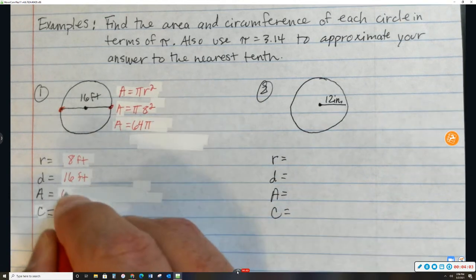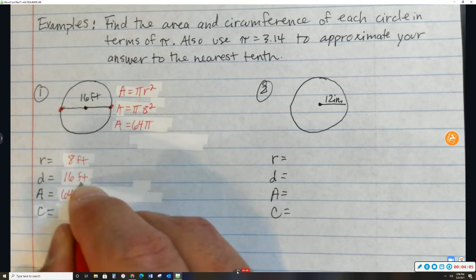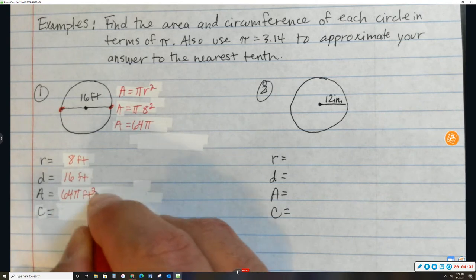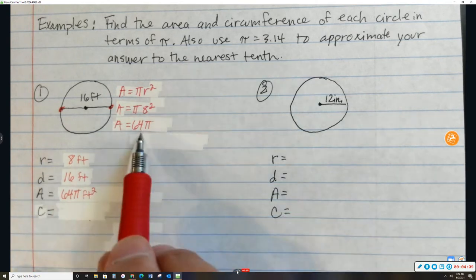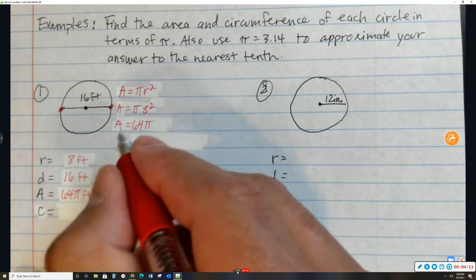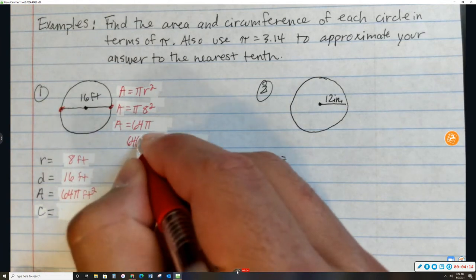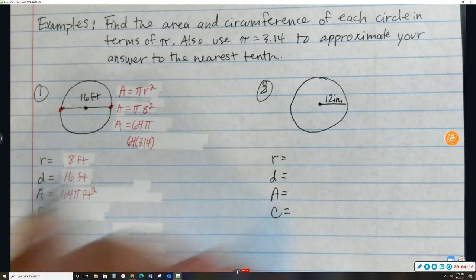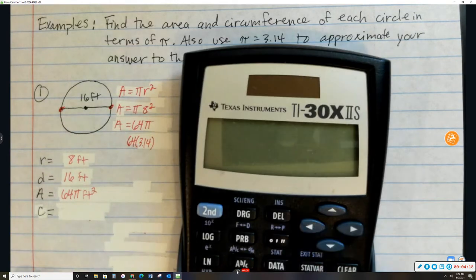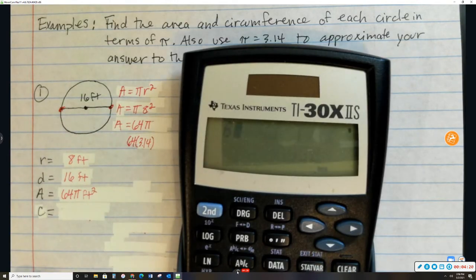So watch here, I put 64 pi, and that's feet squared. And then if I want to find the approximate answer, all I need to do is take 64 and multiply by 3.14. Now that we'll do in the calculator.